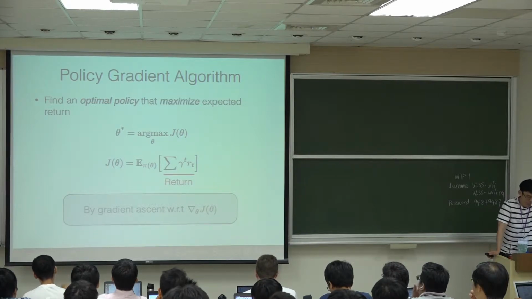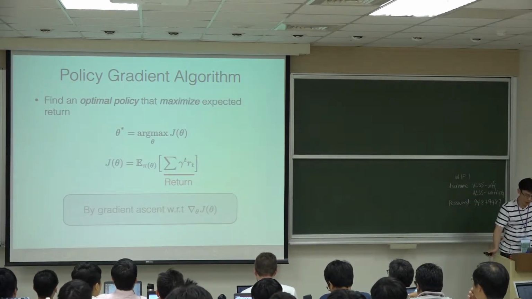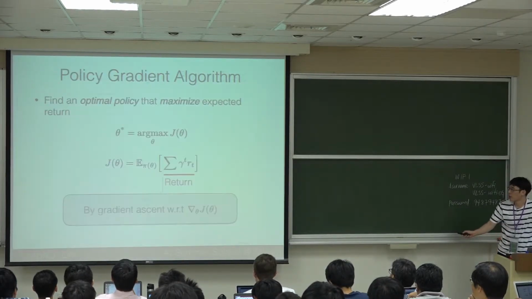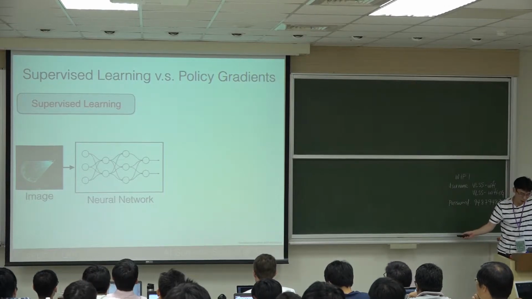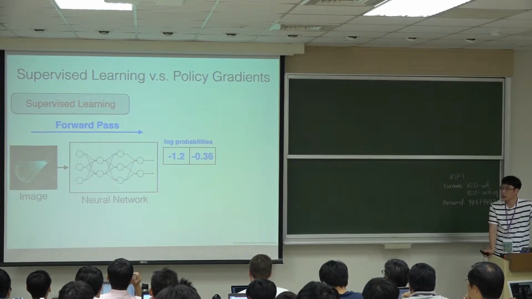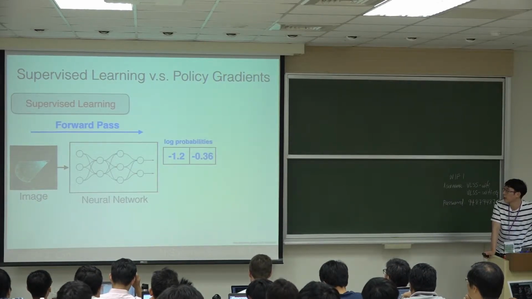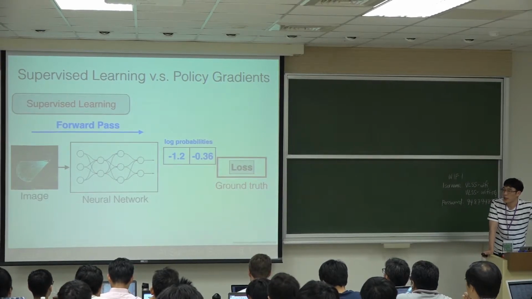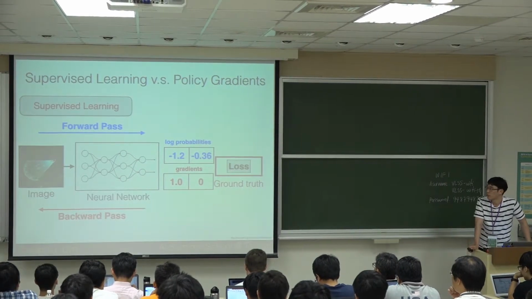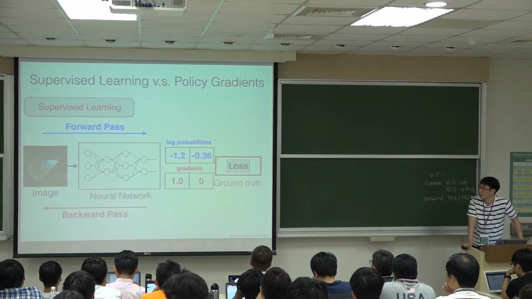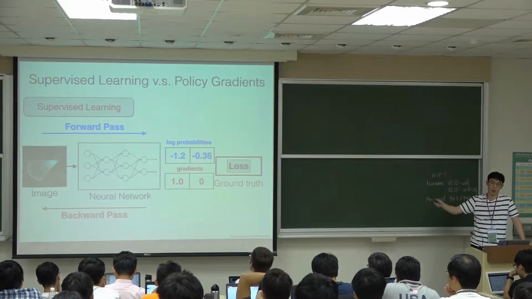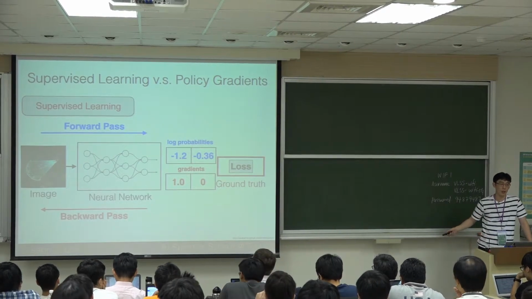Okay? And before going into some of the mathematical details, let's take a look at supervised learning here. You have a given image, you have a neural network here, right? When you do a forward pass of a neural network, you will have some probability in a simple supervised learning setup. And once you have log probabilities, you have a loss function, which is based on ground truth. And you get the gradient back, and then you do a backward pass and update the parameters, and you again go through the forward pass, and we go back and forth, right? And this is supervised learning.